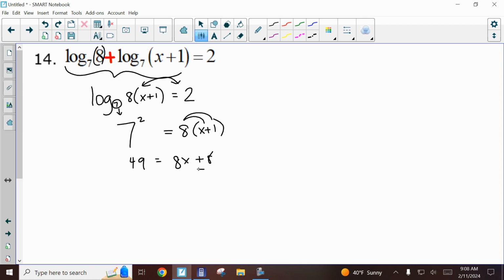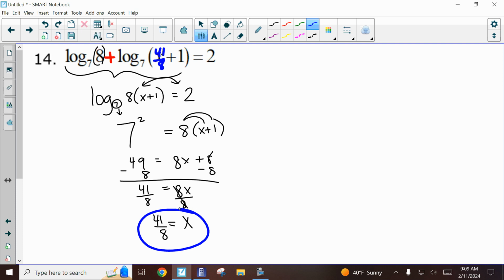And then I just have to subtract 8. That's 41. And then divide by 8. So x equals 41 over 8. If you go and put 41 over 8 here, it's positive. So when you add more to it, it's still positive. So we're good. That's my answer.